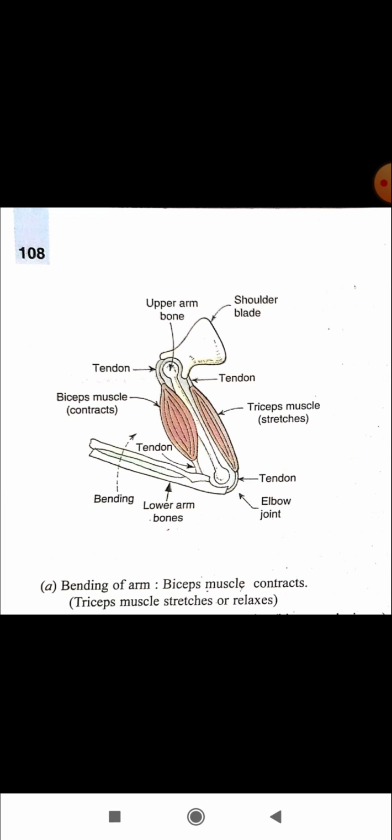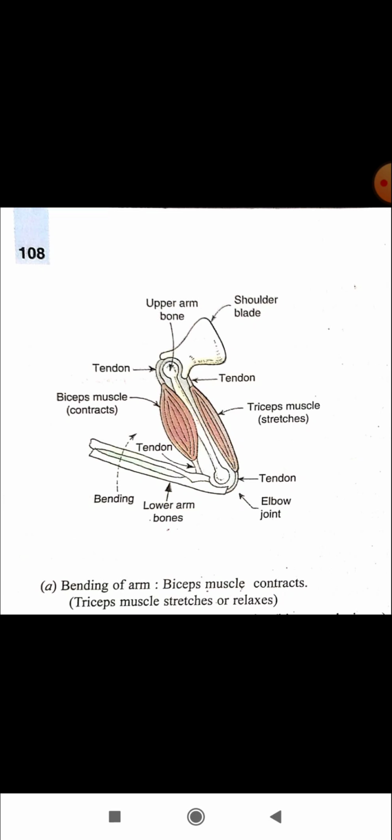So you can note down this point: when the biceps muscle contracts and bends the arm, the triceps muscle stretches and releases. So when the biceps muscle contracts, at the same time the triceps muscle relaxes or stretches. Okay.